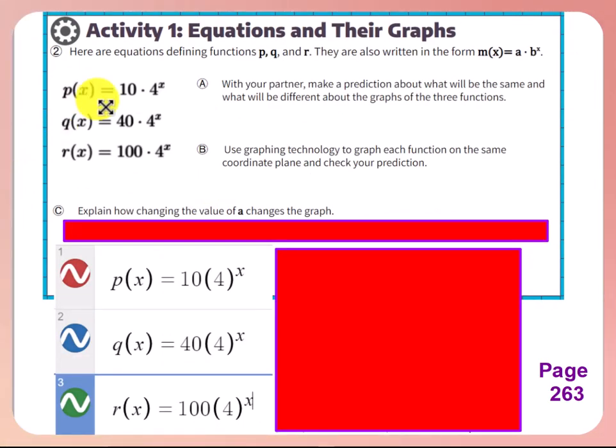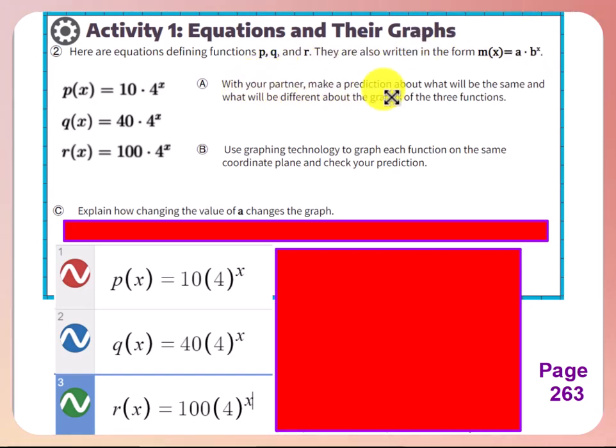All right, now take these equations of functions p, q, and r. They're also written in the form of m of x, the input is x, equals a times b to the x. A is the initial amount, b is the growth factor, and x is the exponent, and it's going to be our time.